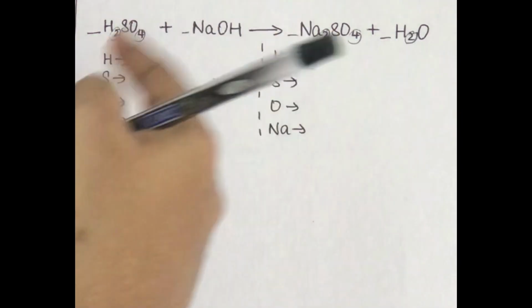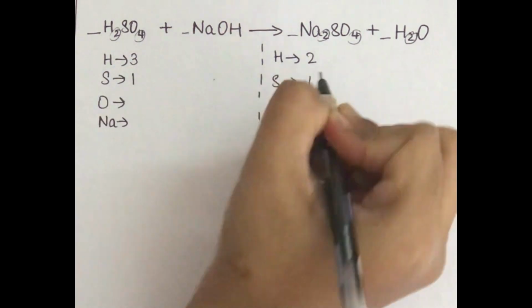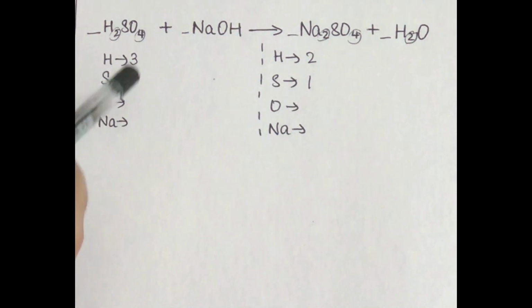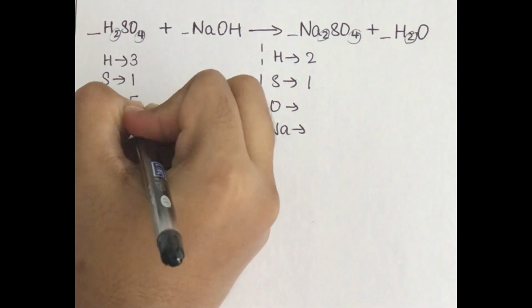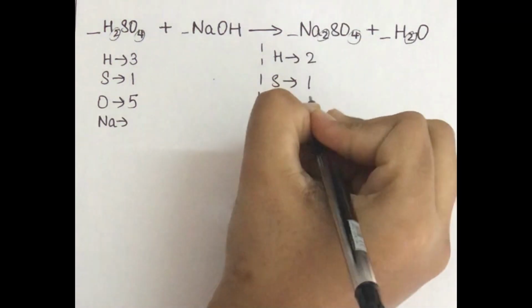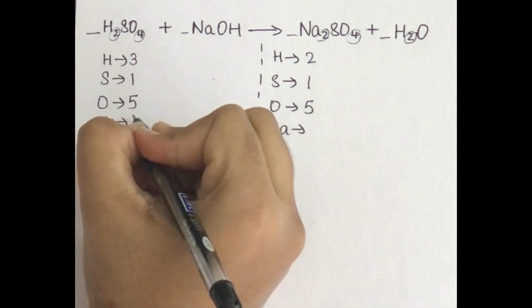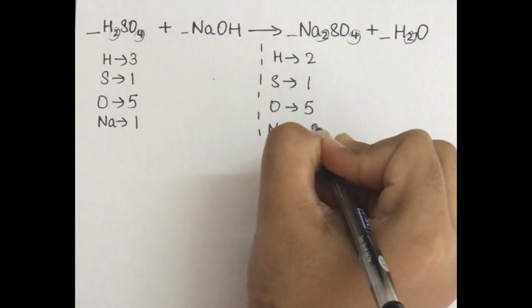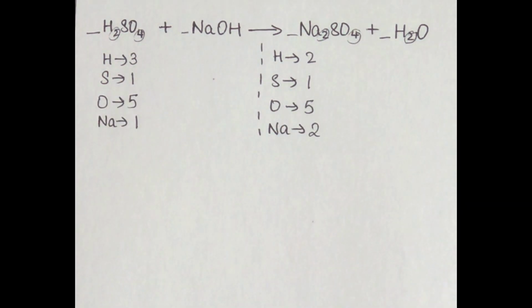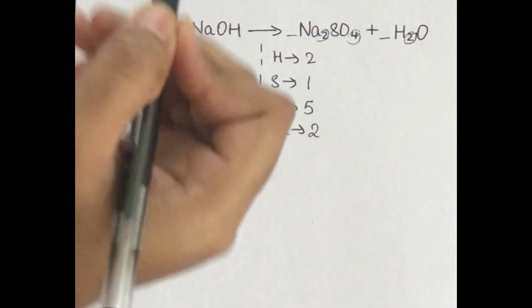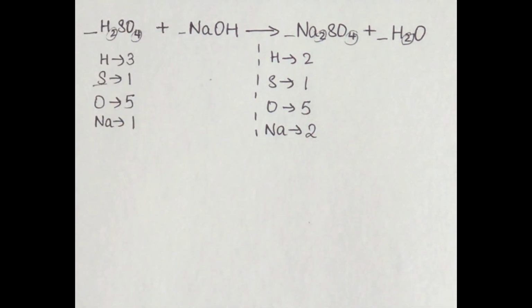Sulfur, there is 1 on both sides, so 1, 1. Oxygen, there is 4 plus 1 which is 5 on the left side and 4 plus 1 which is 5 on the right side. Sodium, there is just 1 on the left side but there are 2 on the right side. So from these numbers we can see that sulfur and oxygen are balanced, but the hydrogen and sodium require balancing.